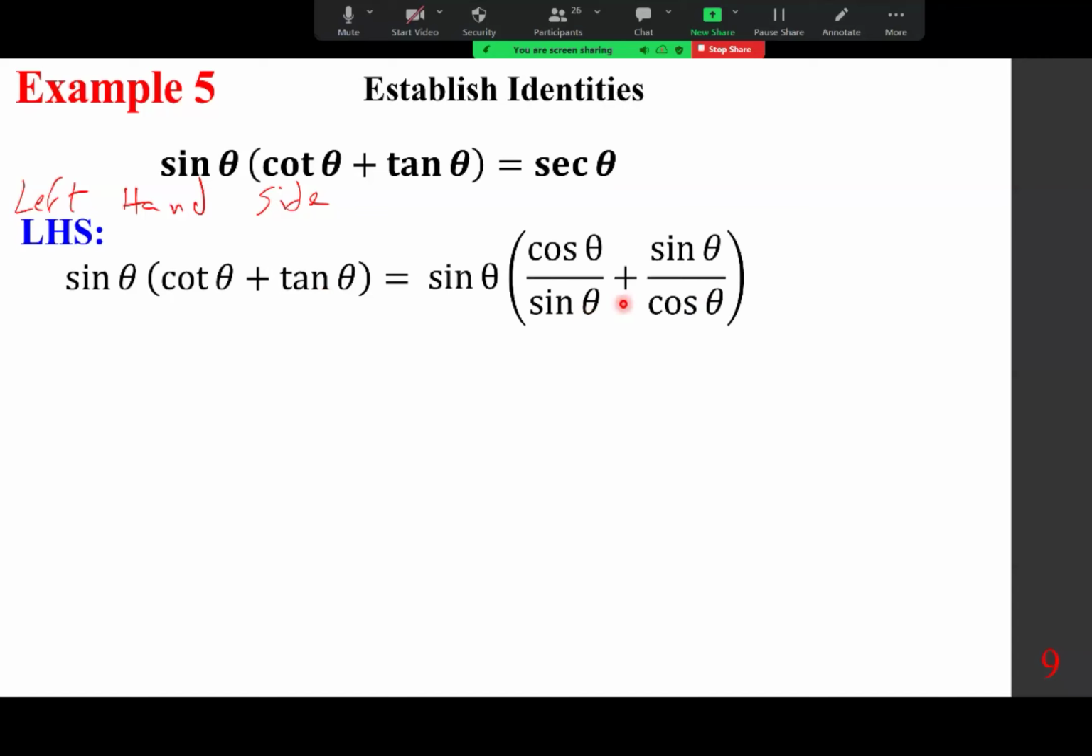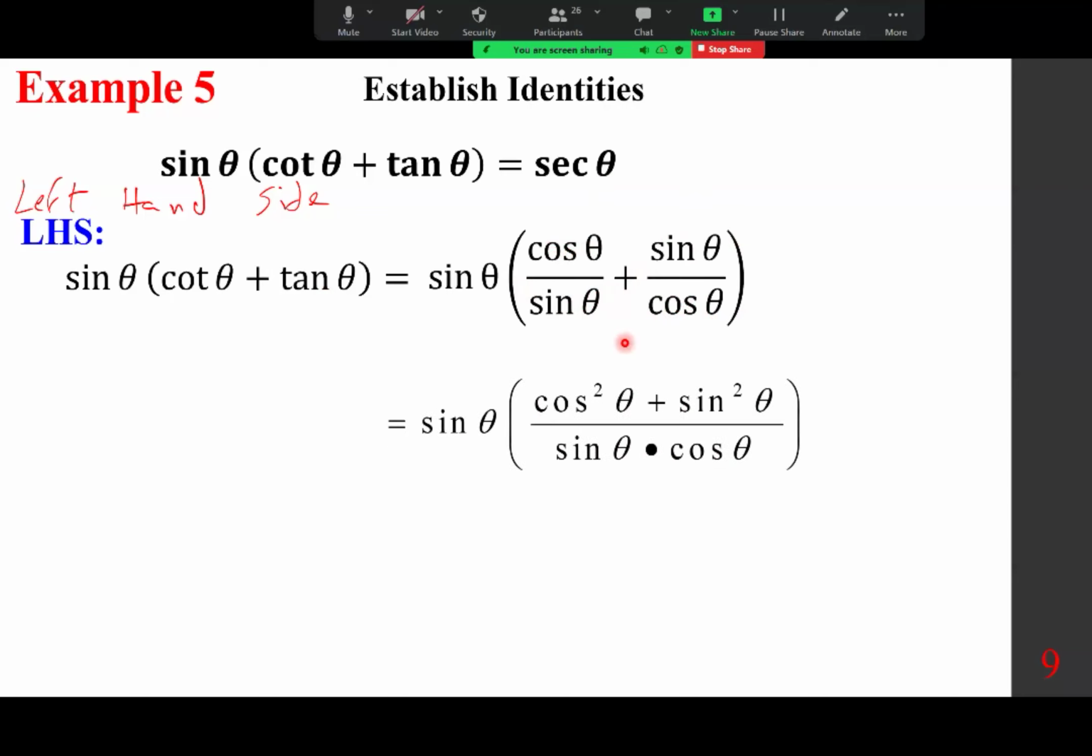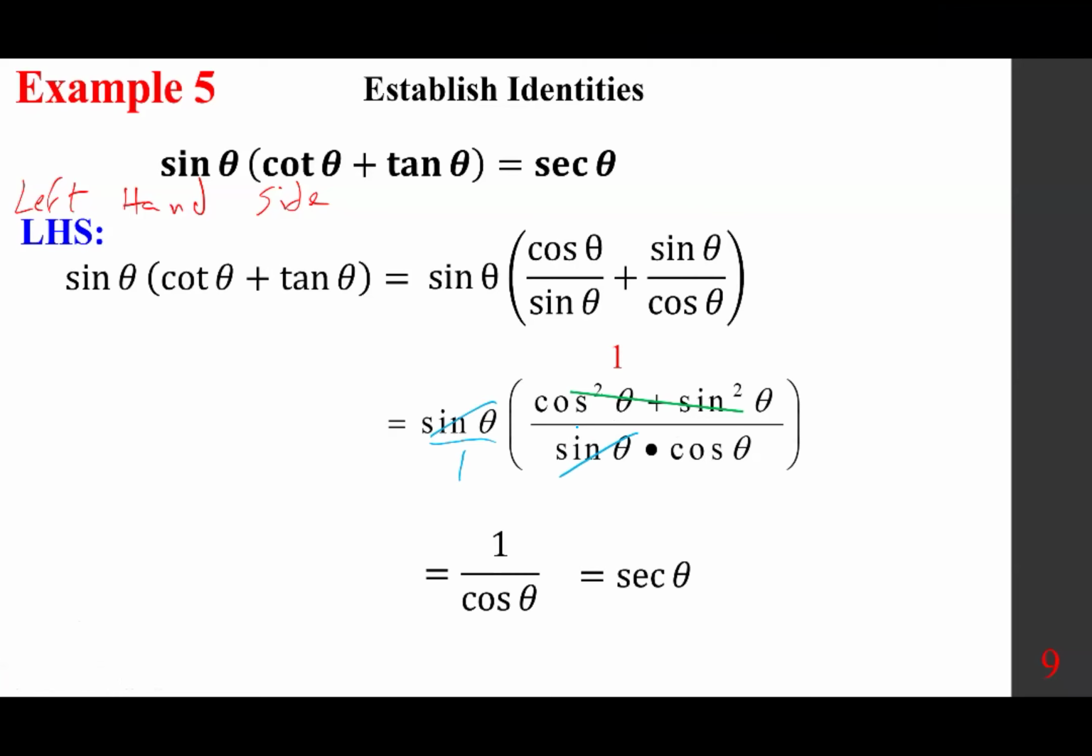Inside the parentheses, we take a common denominator of sine, cosine. This becomes cosine times cosine, cosine squared. This becomes sine times sine, sine squared. I hope you have no problem adding two fractions. So the common denominator or LCD is sine theta, cosine times cosine, sine times sine. As you know, the numerator can be replaced with 1. Also, this can cancel this one. So you have 1 over cosine theta, which is secant theta. So it's pretty straightforward, everybody. I hope everybody's fine with that.